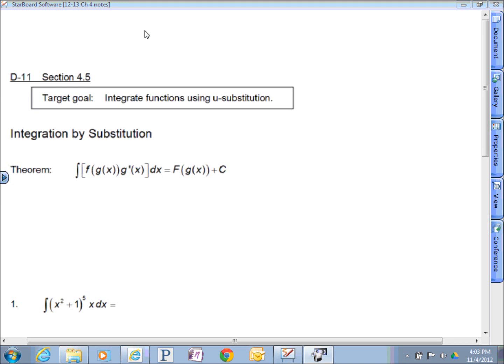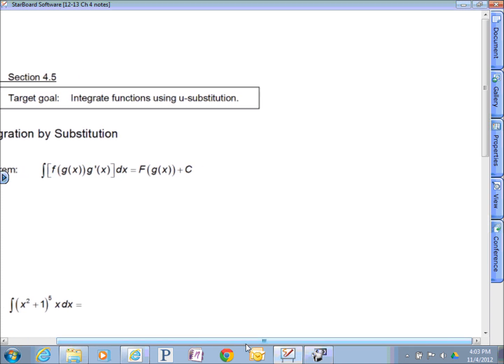Section 4.5, integrate functions using U substitution. What does that mean? Now, before I get to all this stuff, I want to do a problem really quick. And this problem, what if I asked you to find the derivative with respect to x of, let's see, how about (2x² − 5)³? That's the problem I want.